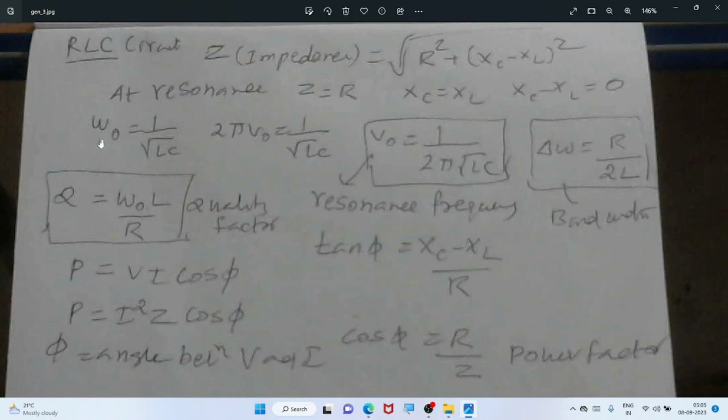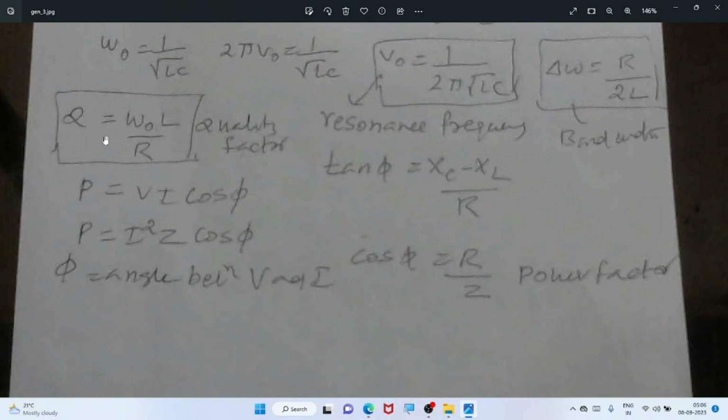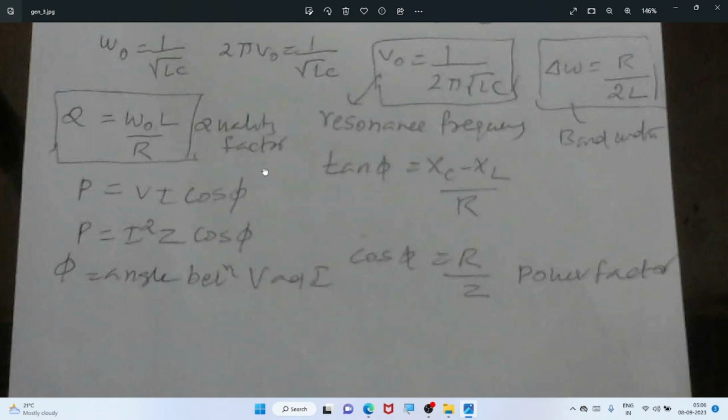This is the resonance frequency, that is, the angular frequency omega naught equals 1 by root of LC, and the linear frequency is 1 by 2 pi root LC. Delta omega is the bandwidth, R by 2L. The quality factor at resonance is omega naught L by R. This is the tan phi, the angle between voltage and current: tan phi equals XC minus XL by R. Power in the RLC circuit is V I cos phi or I square Z cos phi, anything you can use. Phi is the angle between voltage and current, and cos phi equals R by Z. These are the various formulas for the angle.